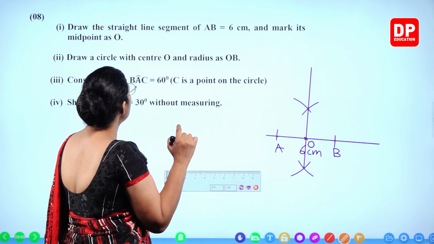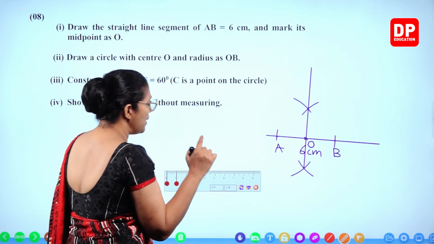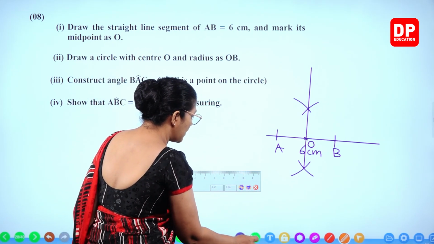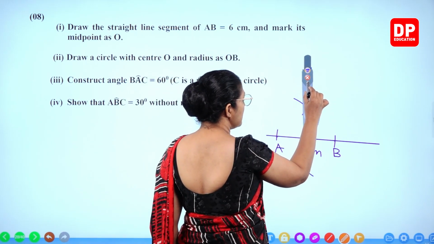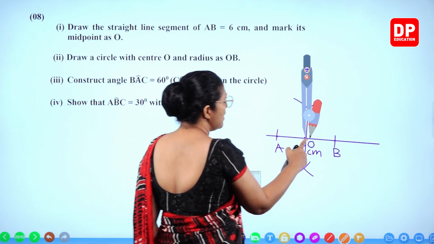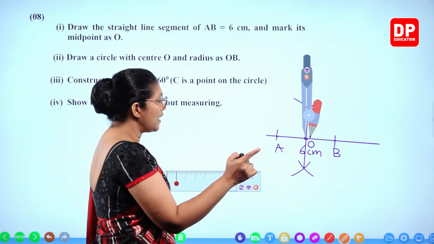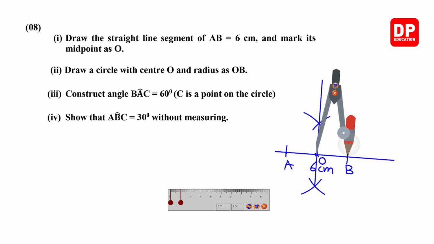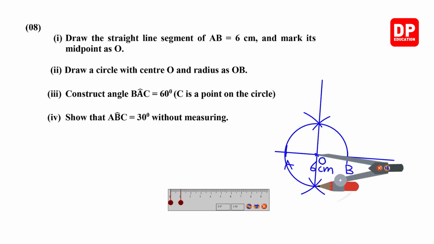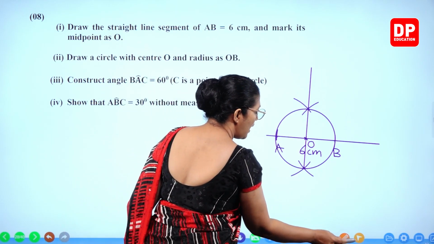Draw a circle with center O and radius OB. So you can take the compass again and take O as the center. In this case, OA and OB are both the same, so you can take either OB or OA as the radius. Take this distance, and you can draw the circle. When you are drawing the circle, you can see it passes through A as well.